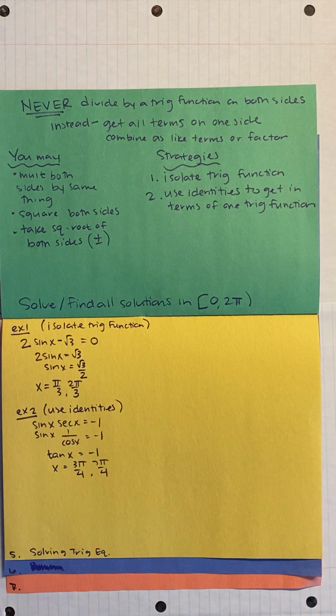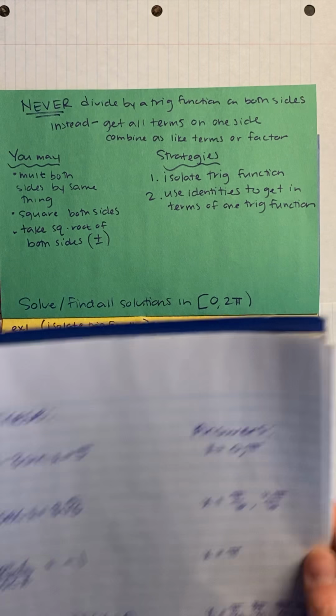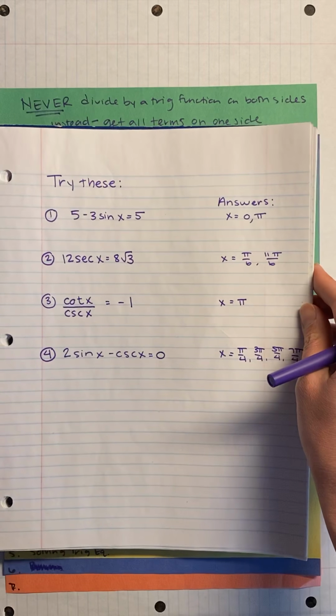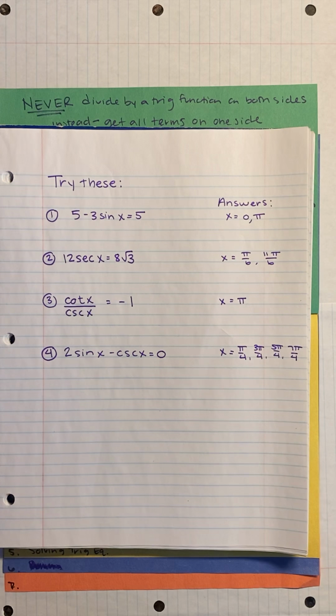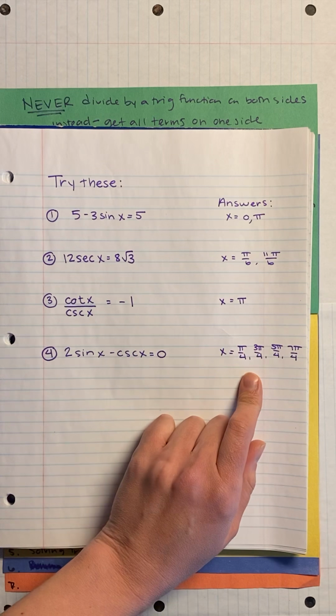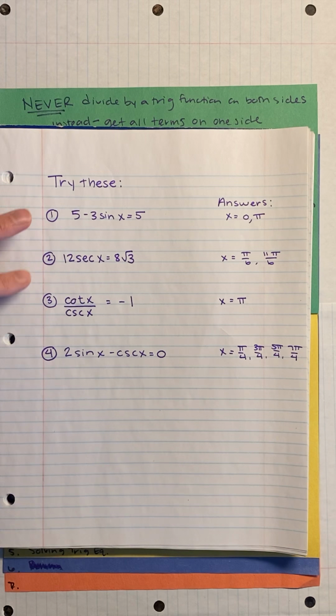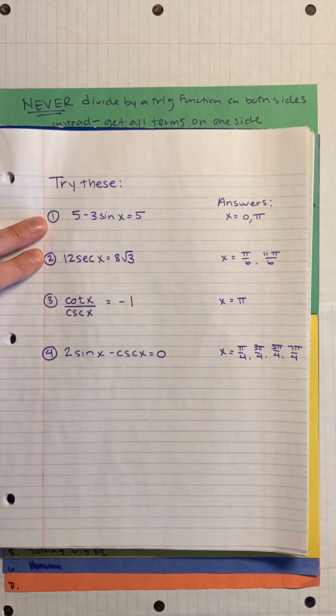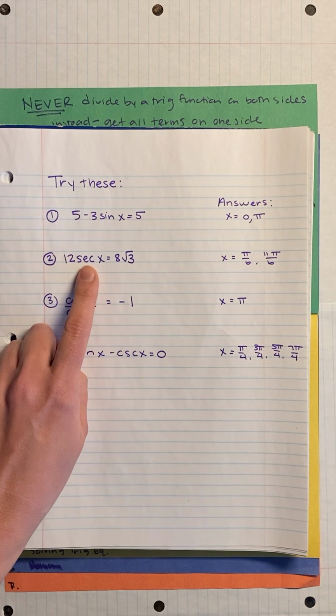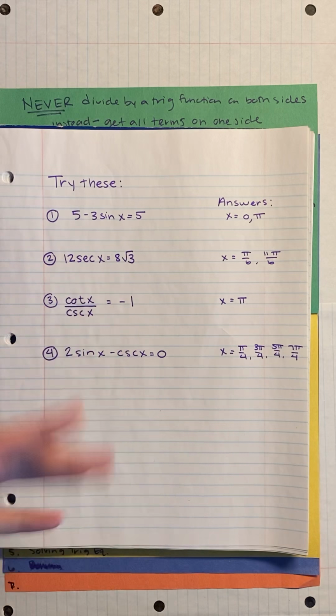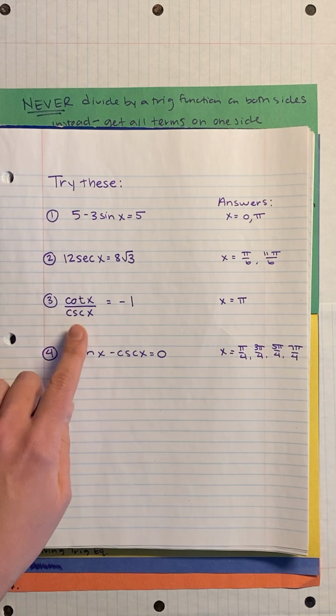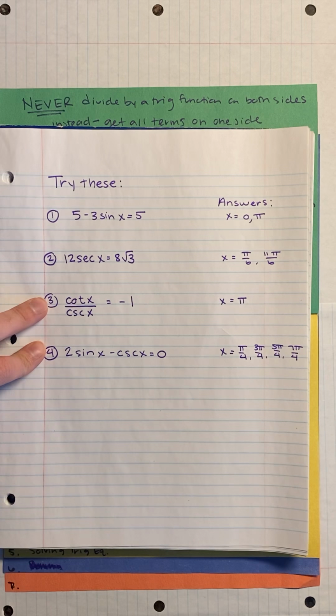The next thing I want you to do, I've written out some try these problems. I want you to really try to work through these on your own, and obviously the answers are over here. The first two are just isolating the trig function. I want you to pay special attention to this one because you're trying to find where secant is a certain value. These two here are probably going to be using identities. So I want you to make sure that you can work through these really well.